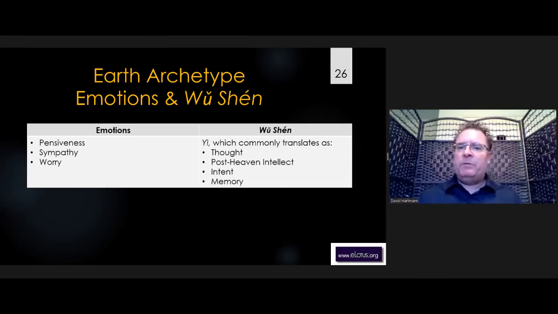And then the yi, which we'll talk about in more detail, is not just those 4: thought, post-heaven intellect, intent and memory. I'll be discussing 13 different headings, of which we'll look into it in much more detail. And if any of those don't make any sense, like what post-heaven intellect is, we'll look at that as well.